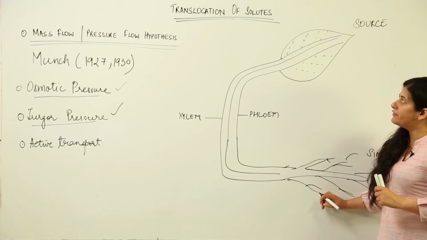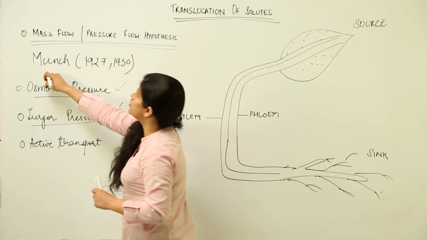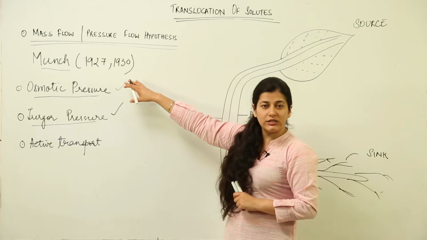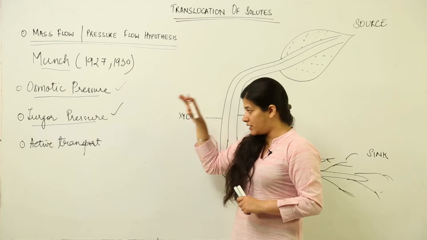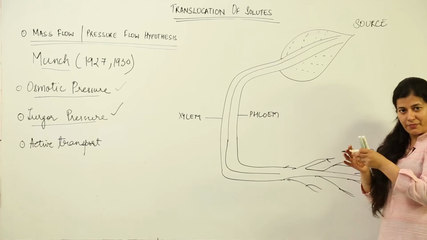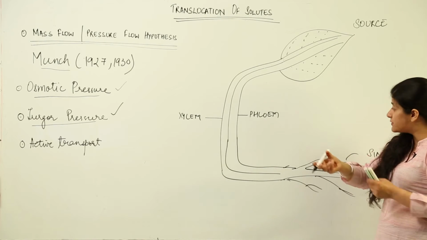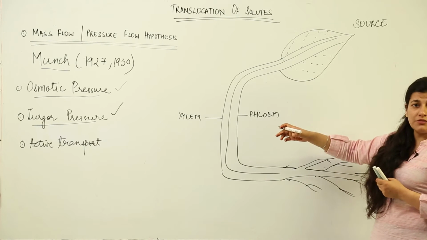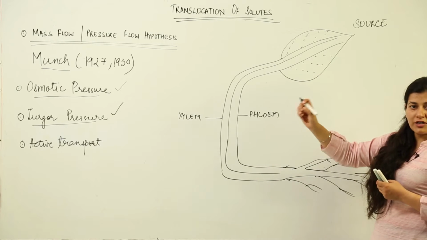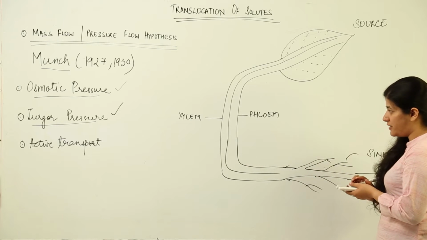So we have this hypothesis proposed by Mr. Munch, and we call it the Munch mass flow hypothesis. Around the 1930s, he proposed this hypothesis, where he concluded that it is the mass flow or pressure flow generated within the phloem sieve tubes that is responsible for creating a turgor pressure difference. That mass flow is responsible for carrying the solutes along with it. Now we are going to see how this mass flow is being generated.